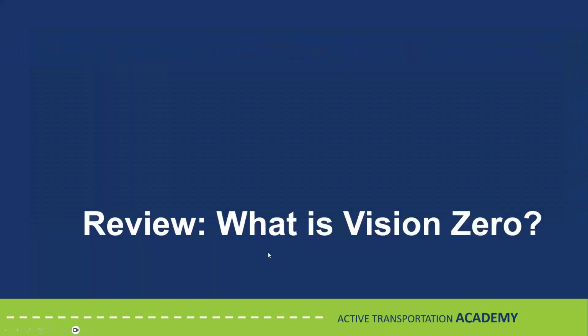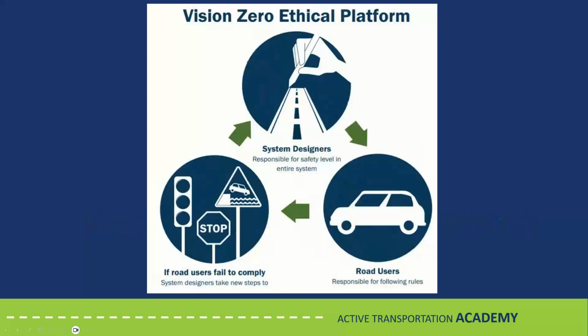So, a quick reminder, Vision Zero is a goal to eliminate all traffic fatalities and severe injuries while increasing safe, healthy, equitable mobility for all. You'll also remember this slide from last week. Vision Zero is an iterative process. We want all road users to responsibly follow the rules, but as system designers, we can take note of where folks fail to comply and take new steps in our design to make it harder to break rules and easier to behave in ways that eliminate fatalities. As system designers, we are responsible for the level of safety in the entire system.